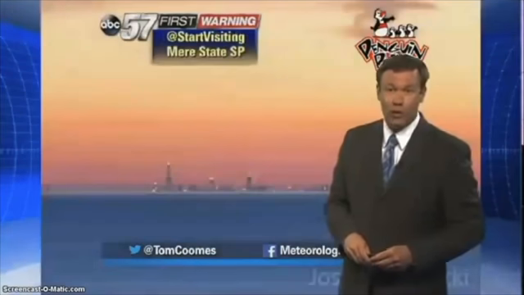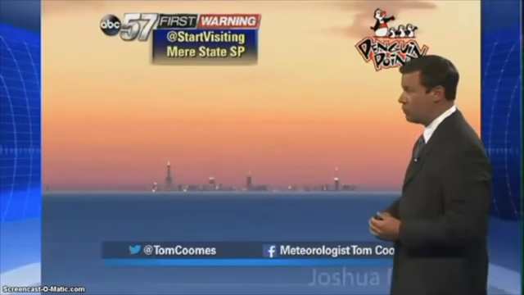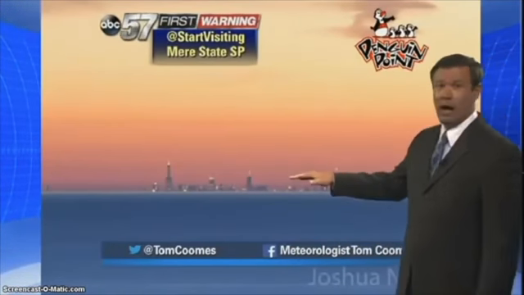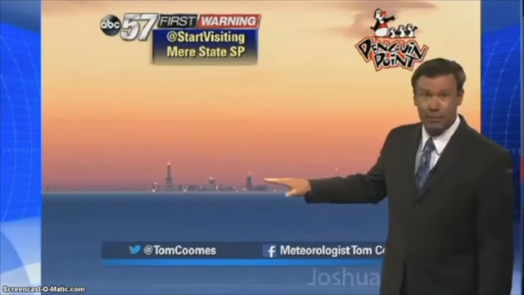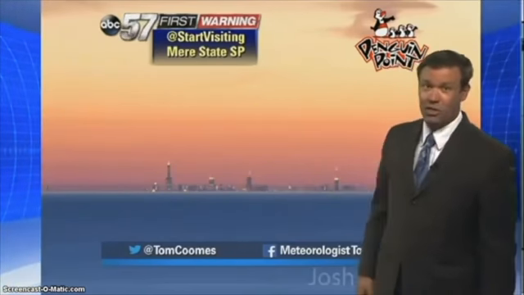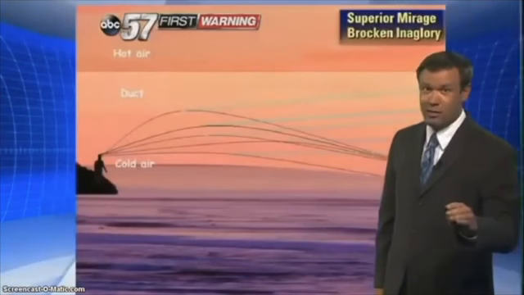Until I found this photo from Grand Mere State Park. This is from Joshua Nowicki. And what you're seeing here is a mirage. We typically would not be able to see this from the Lake Michigan shore. We talked about this last night. Conditions are right on the lake that we're actually seeing a mirage of the Chicago skyline. Very interesting here. Here's what's happening.